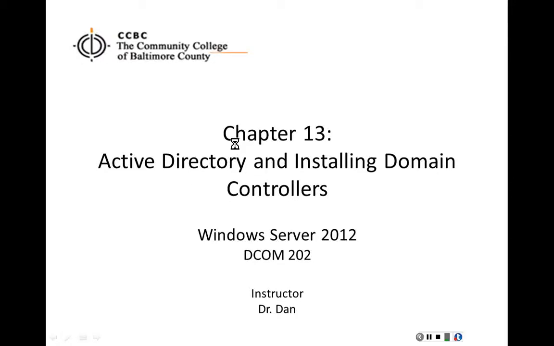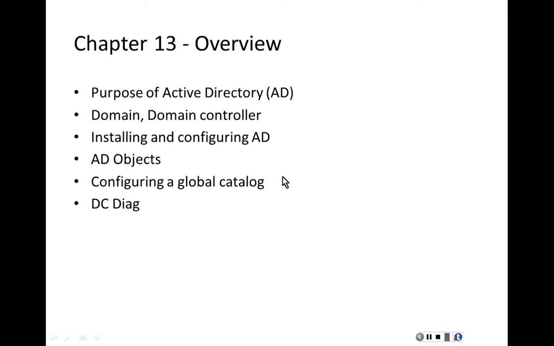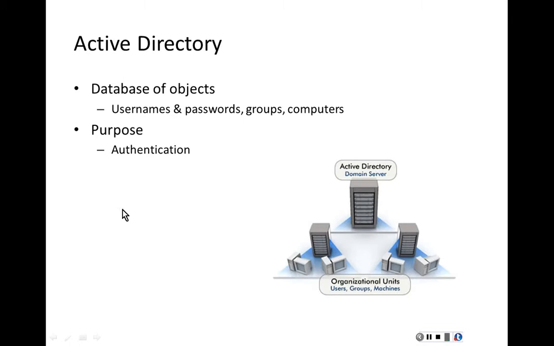Let's get started on Chapter 13, Active Directory and Installing Domain Controllers. In this chapter, we will look at the purpose of Active Directory. We will ask what is a domain and what is a domain controller. We will install and configure Active Directory, and we will look at Active Directory objects. We will look at creating a global catalog and running the DCDiag command.